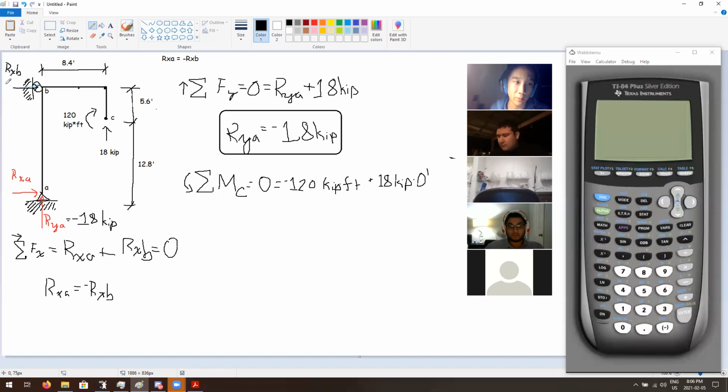Anyway, RXB, we got a force going right here. RXB, how far away is that from C? Ooh, 8'4". No. Well, let's extend this vector. How far away is this from C? It's 5.6 feet.